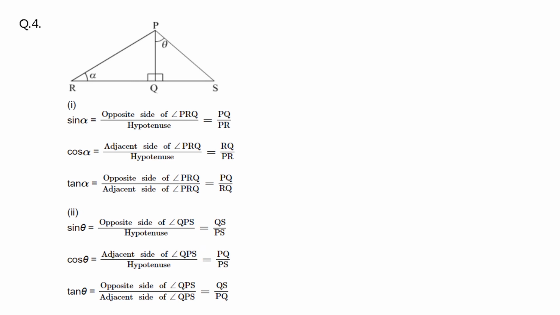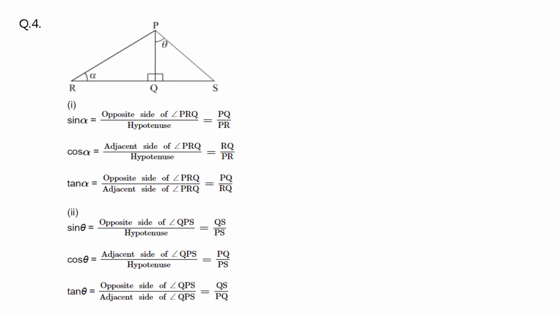Now coming to question number 4. Here there are two sub questions. You have to find sin alpha, cos alpha, tan alpha. You have to find sin theta, cos theta, tan theta also. So now look at the figure. First take the given angle as alpha. So take triangle PRQ. In triangle PRQ you have the given angle to be alpha.